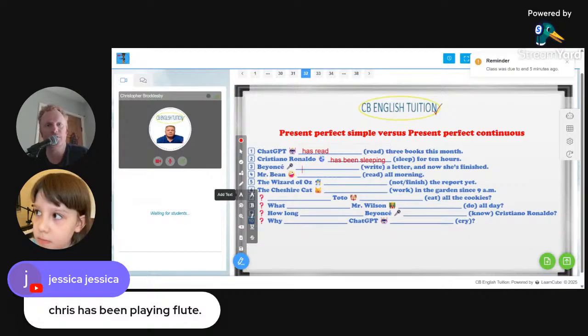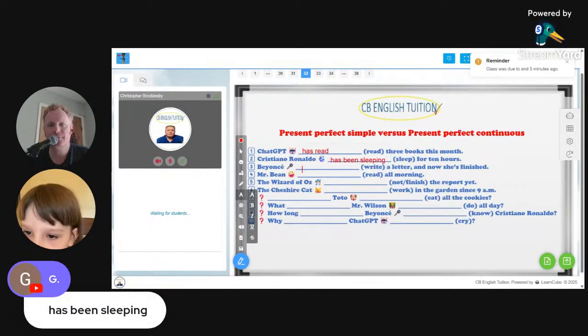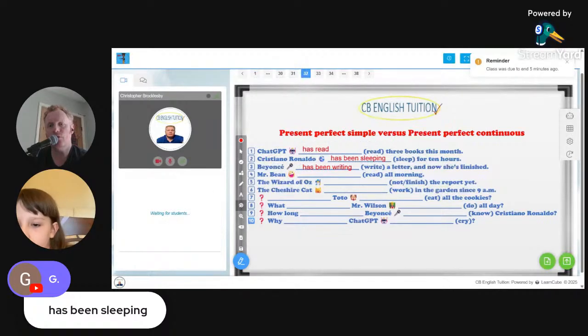What has she done or what has she been doing? Answers in the comments. Number 3. Beyonce, okay, G. Writing a letter and now she's finished. Sorry, one second, you're going too fast for everyone. Beyonce, what is your answer? You said "has been writing," yes? So that's the continuous form we use for the activity, and then we use the present perfect simple for the result. Now she has finished.